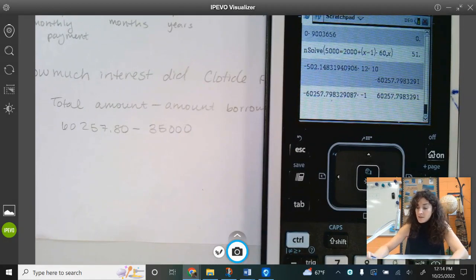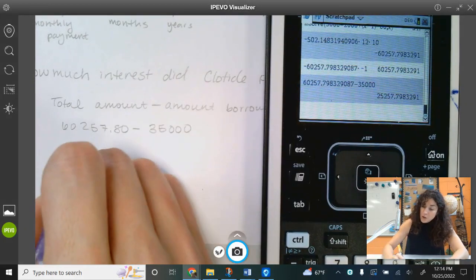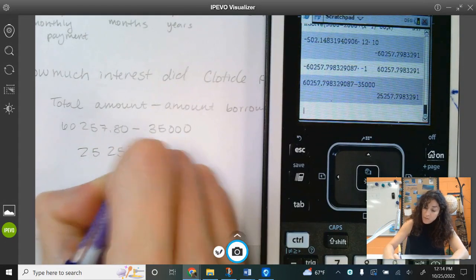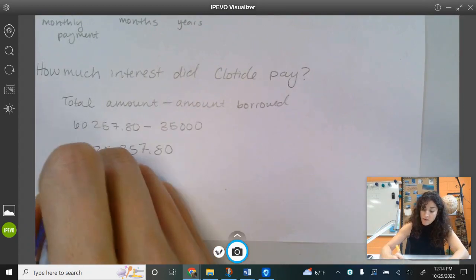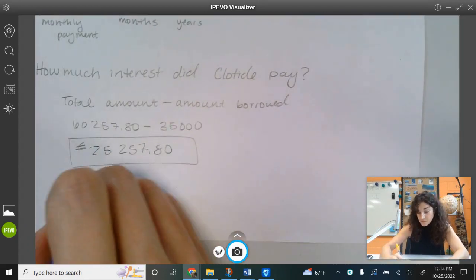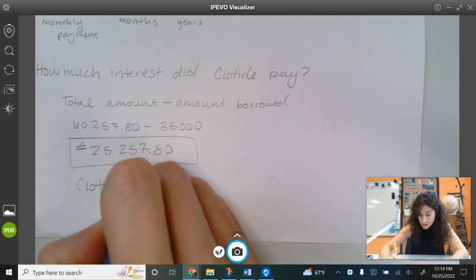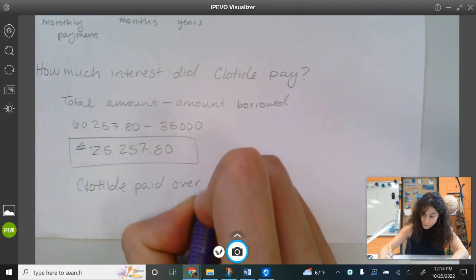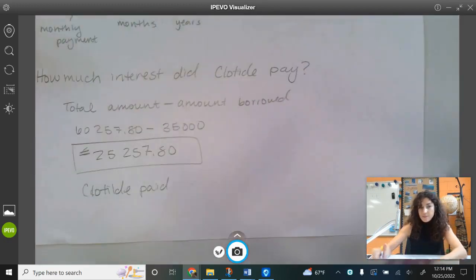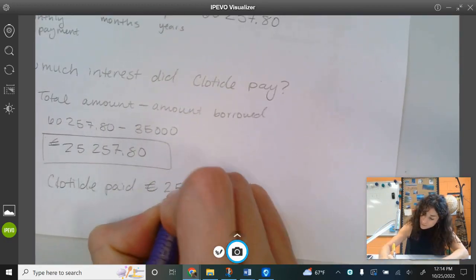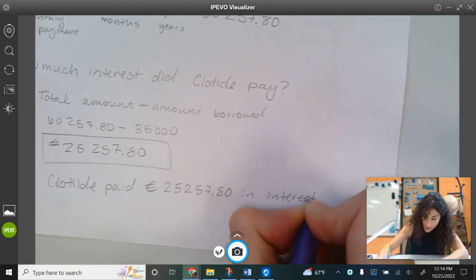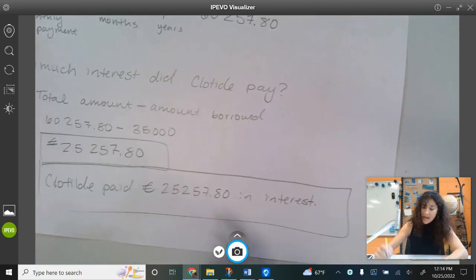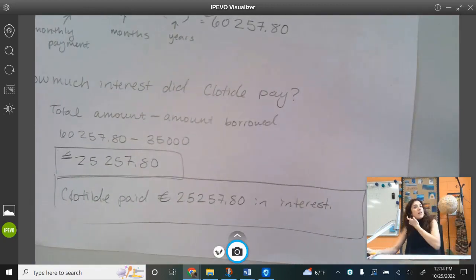I'm going to multiply it by -1 so it can become positive and then subtract 35,000. 25,257.80. She paid over 25,000 in interest. I'll be exact. With an interest rate of 1%, she paid that much in interest.